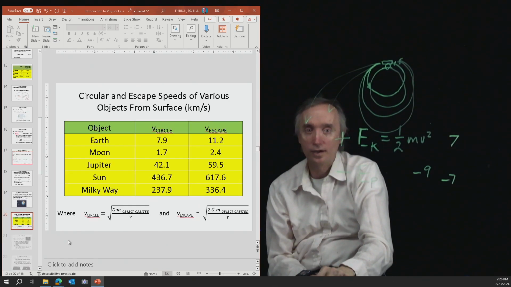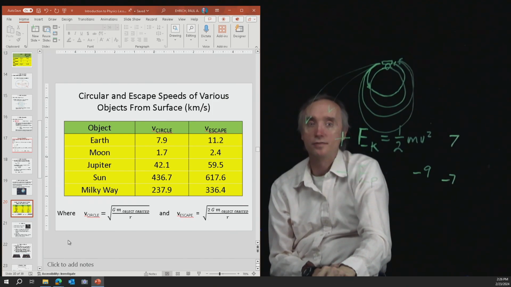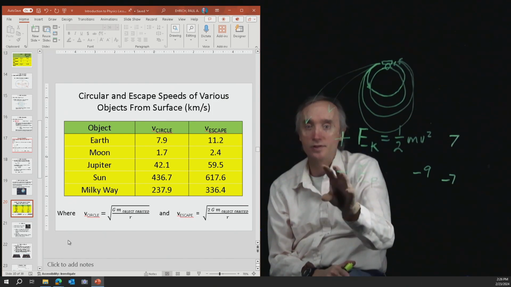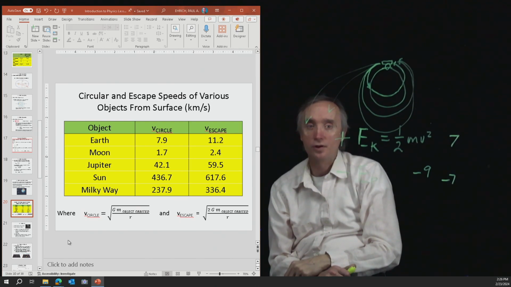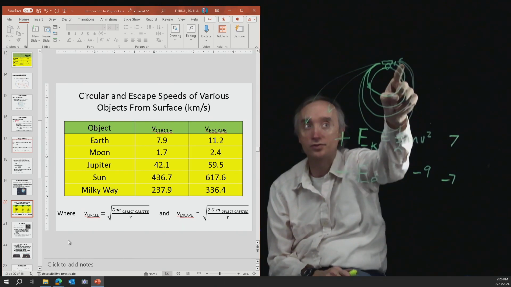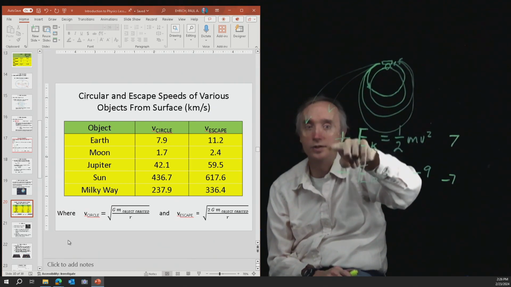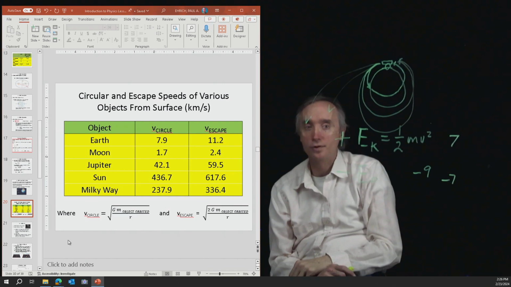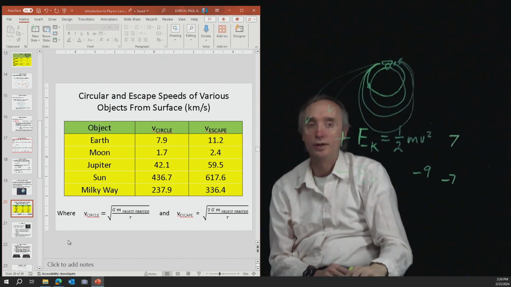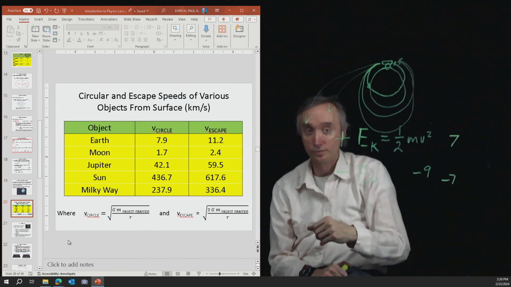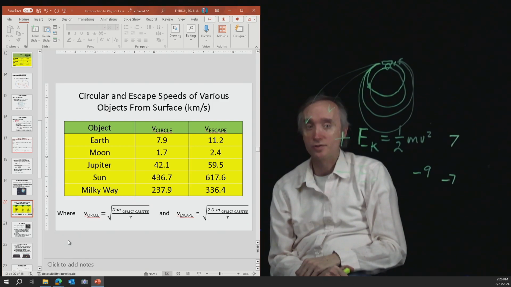Okay, so let's take a look at the different kinds of circular and escape speeds that are possible. For the Earth, if you want to go in a circle around the Earth, you have to be traveling at 7.9 kilometers per second. If you want to escape the gravity of the Earth, then you have to be going at 11.2 kilometers per second. Look at the moon. Do you notice that the 2 numbers are smaller? Why? There's less gravity on the moon.